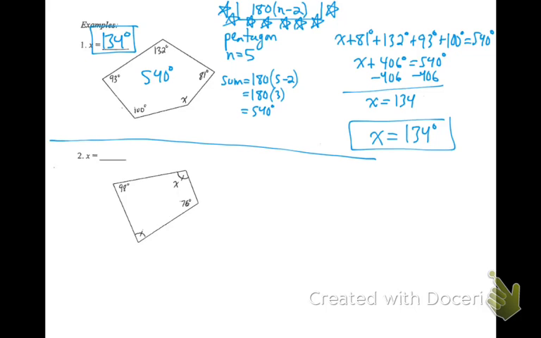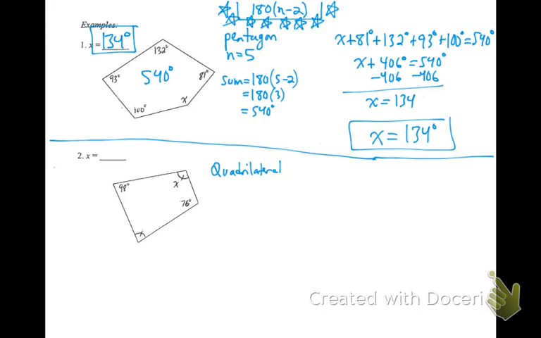Alright, so let's look at number 2. We have to count the number of sides we have. So we have 1, 2, 3, 4 angles, so we have 4 sides. So this is going to be a quadrilateral.